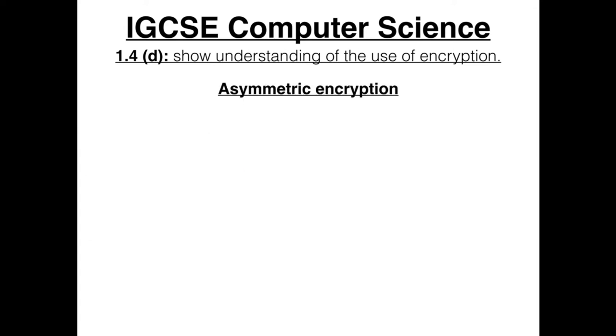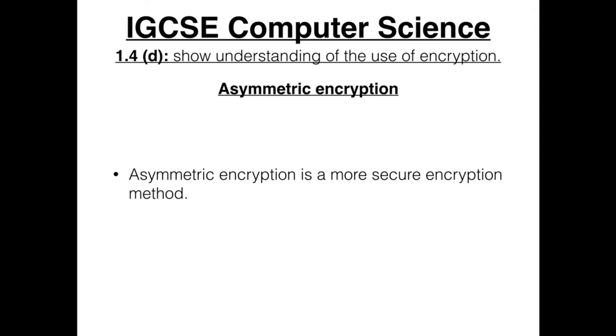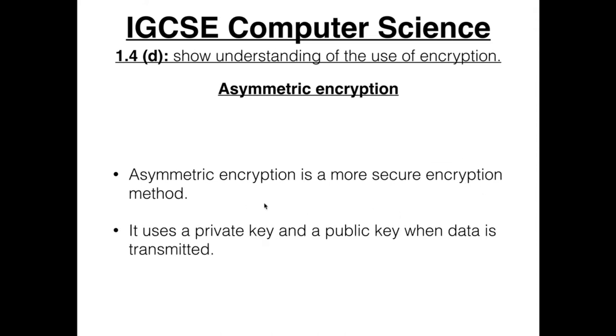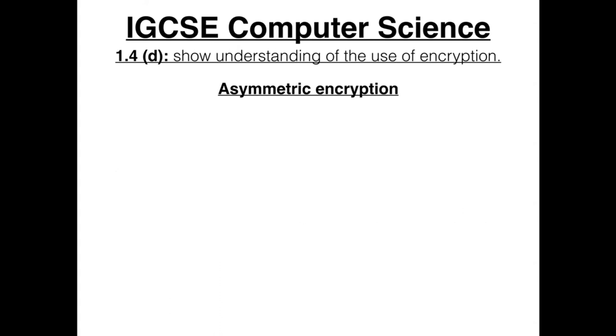So asymmetric encryption is a little bit trickier to actually understand, as said. So this is how it works. We'll go slow. We'll try to understand this. Asymmetric encryption is a more secure encryption method. It uses a private key and a public key when data is transmitted. And this is how it works.